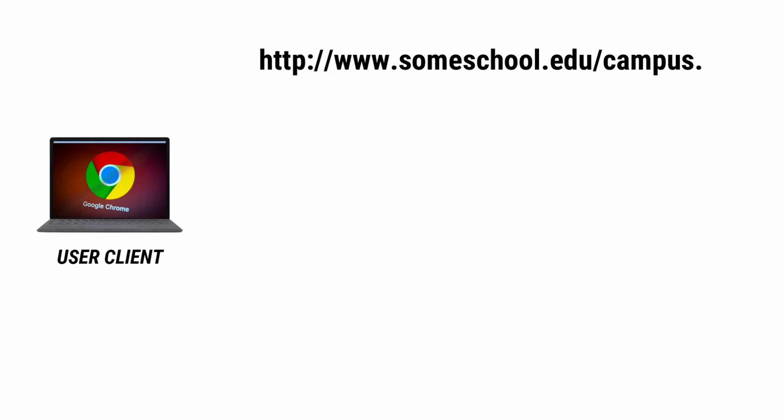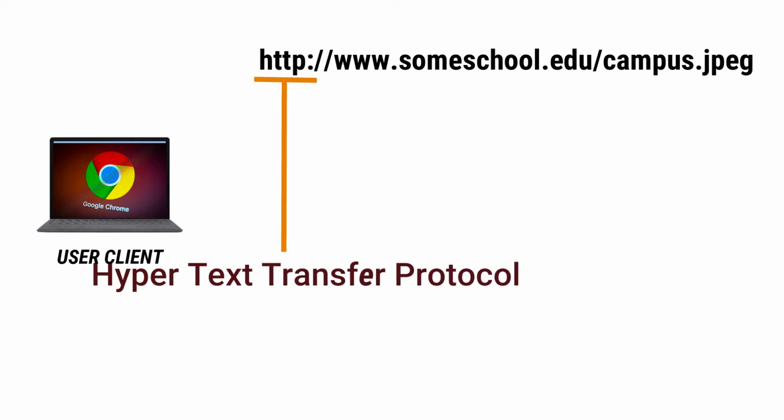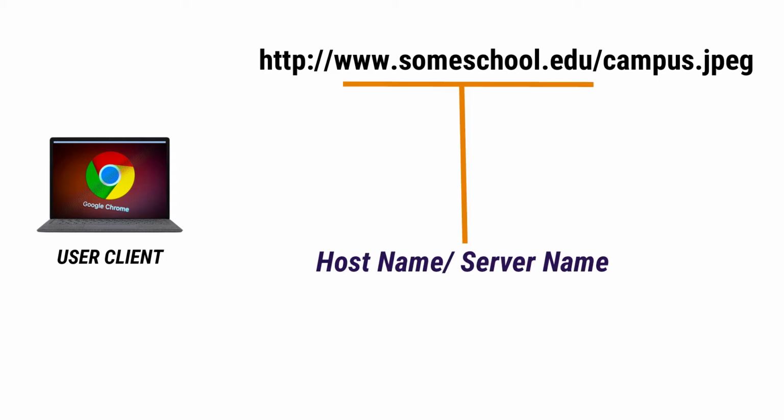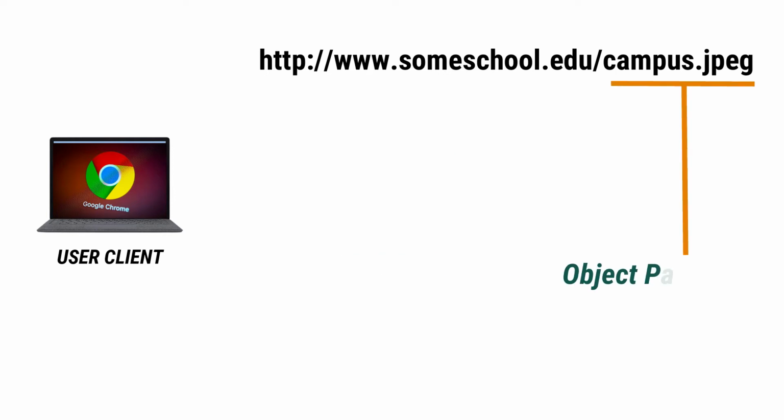Suppose a browser is requesting an object with the URL www.someschool.edu/campus.jpg. You can see here HTTP is the hypertext transfer protocol, the application layer protocol, www.someschool.edu is the host name, and campus.jpg is the object path name. So here is what happens.